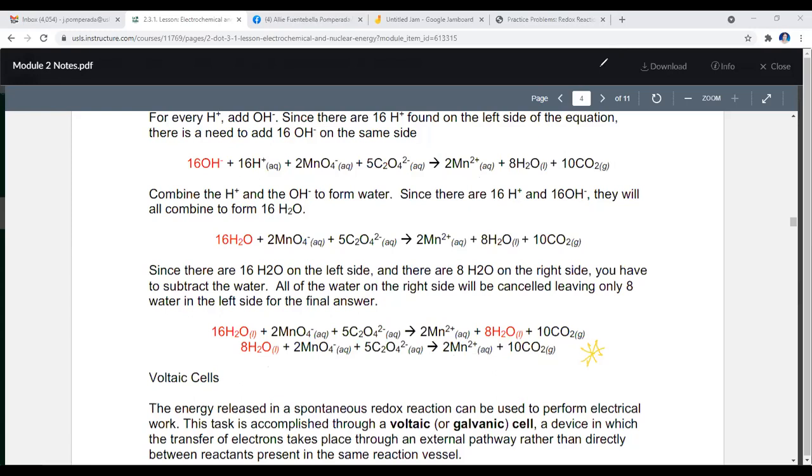Okay, I have here messages in the chat box. Aqueous. Okay, so thank you. So it's aqueous, whoever asked the question. Any question here? It's clear to everybody.